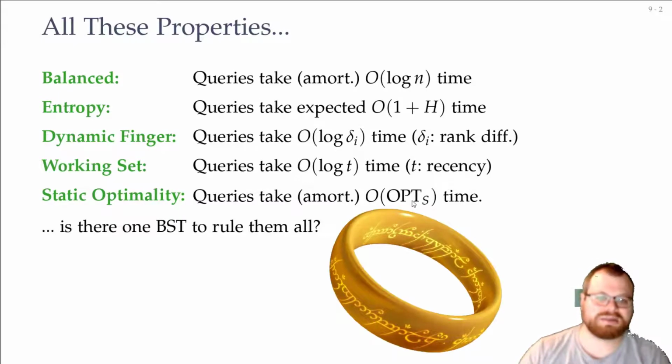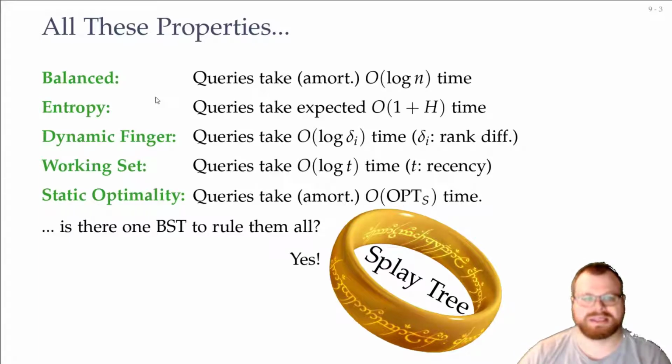And the big question is, of course, is there some binary search tree that has all these properties? So we don't need a different one for whatever we want to do. And the answer is yes, there is. And that is the Splay tree. And that one I will show you in the next part.